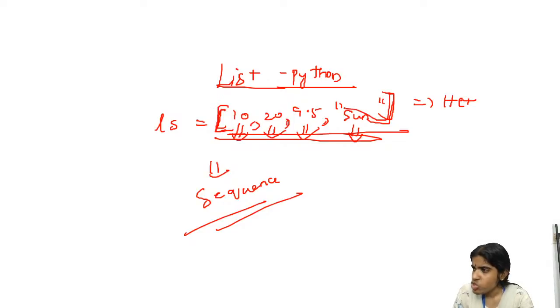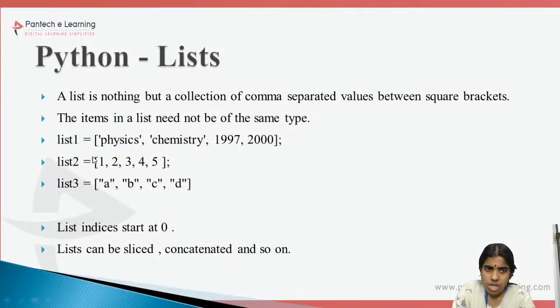Am I making sense? What do you mean by a list? This is what is called a list, and this is one example of a list. It is nothing but a collection of comma separated values, a collection of heterogeneous types of data elements, enclosed within square brackets. So it is a collection of comma separated values between square brackets.